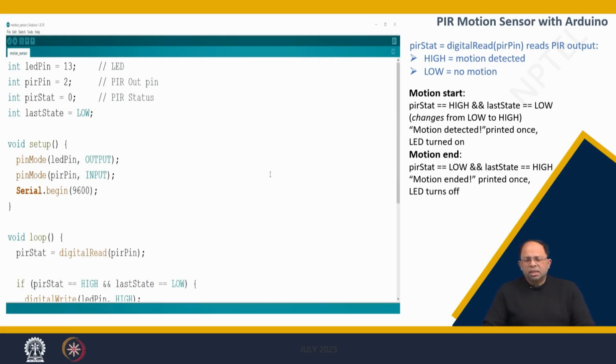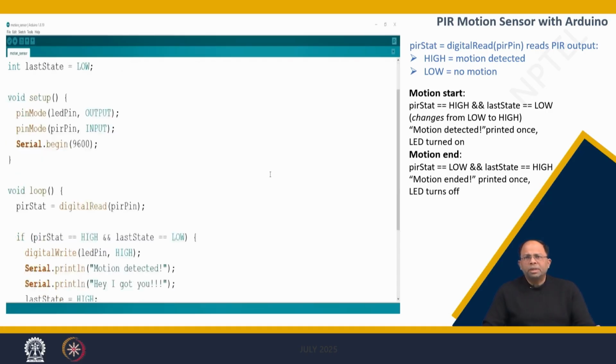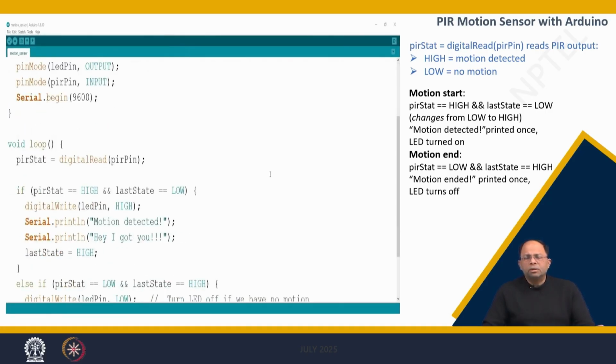When motion starts, we are checking if PIR stat equals high and last state is low, because we are seeing that it is changing from low to high. That means somebody is coming in, right? Earlier it was low, now it is high. If it is high and high, then it's not that clear. Then on motion detect, it will print that motion is detected, and it can also turn on the LED. And when nobody is detected, we can check if PIR stat is low and the last state was high, then motion has ended and the LED turns off.